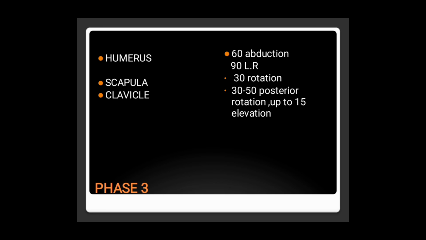Now phase 3. At the humerus there is 60 degrees of abduction and 90 degrees of lateral rotation, at the scapula 30 degrees of rotation, and at the clavicle 30 to 50 degrees of posterior rotation and up to 15 degrees of elevation.